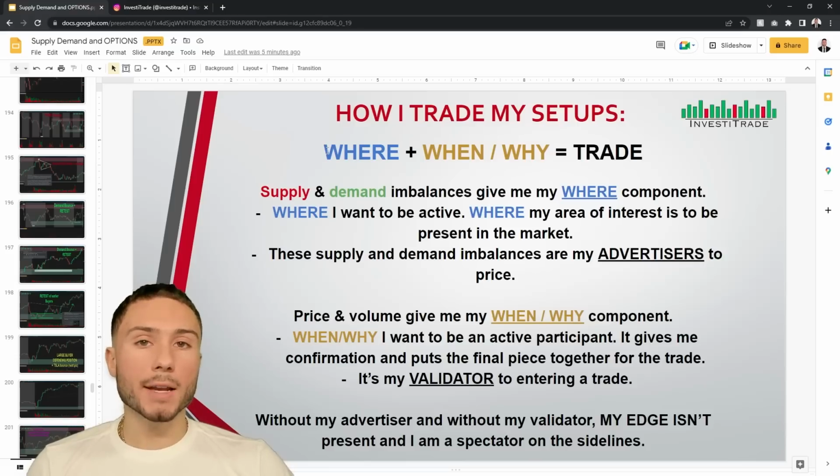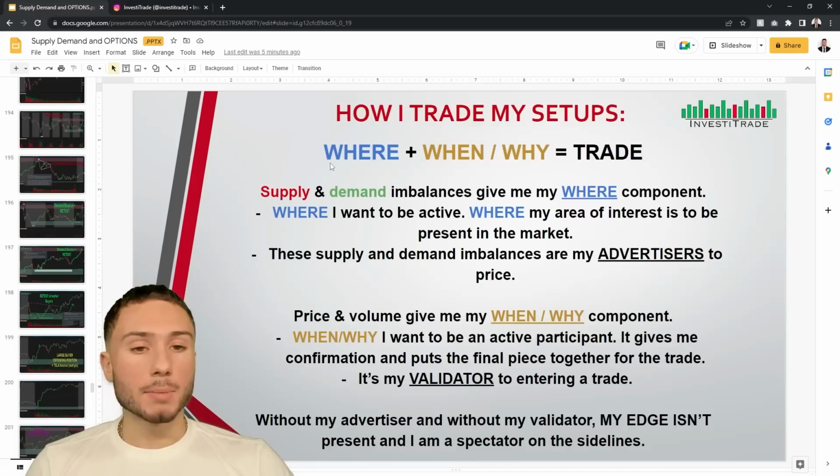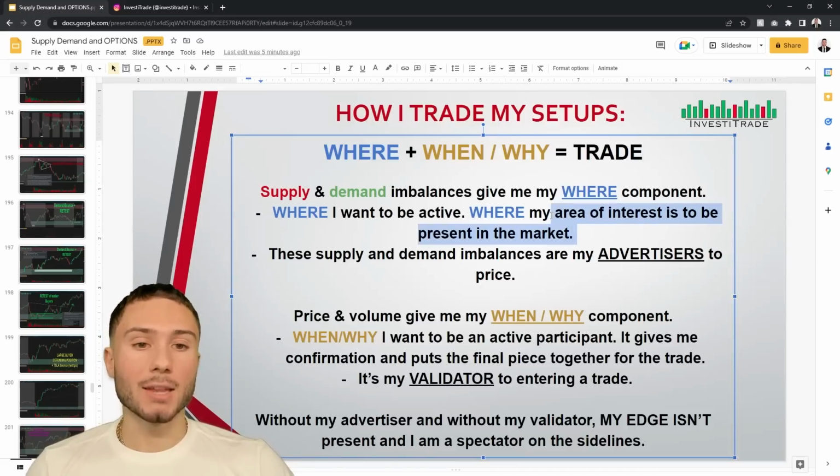So how I look at the market is a two-step equation. It's my where and when and why component that gives me a valid reason to enter the trade. Supply and demand zones give me my where component. It's where I want to be present, and it gives me an area of interest in the market.